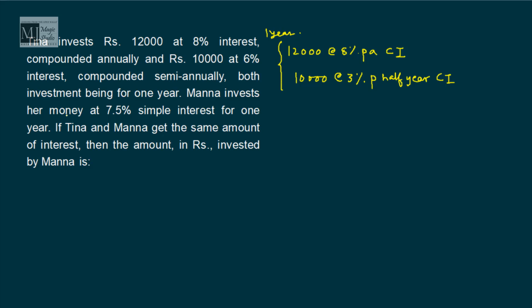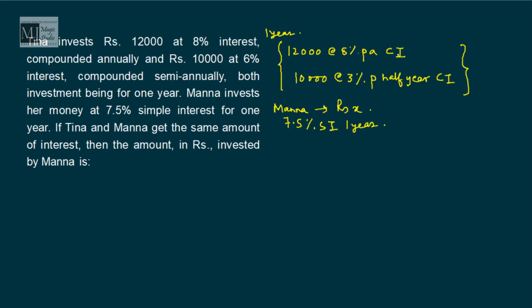Manna invests her money at 7.5% simple interest. As far as Manna is concerned, she invests her money at the rate of 7.5% simple interest for 1 year again. But how much does she invest? Let's see, invest rupees X. If Tina and Manna get the same amount of interest, then the amount in rupees invested by Manna is how much? We need to find the interest on these two.